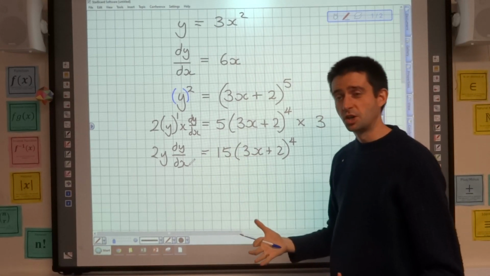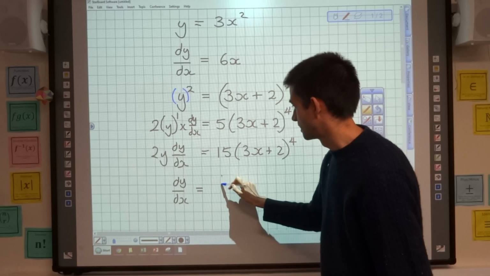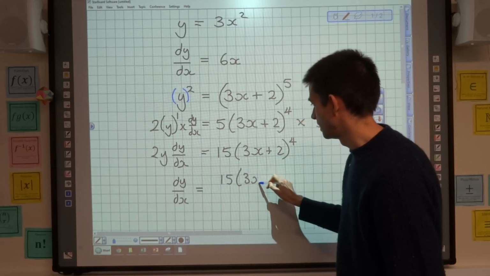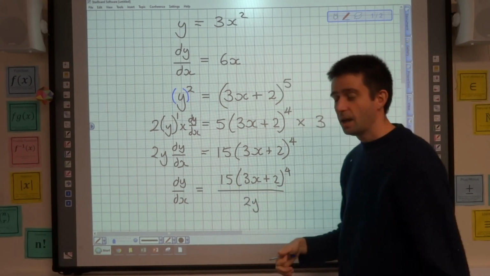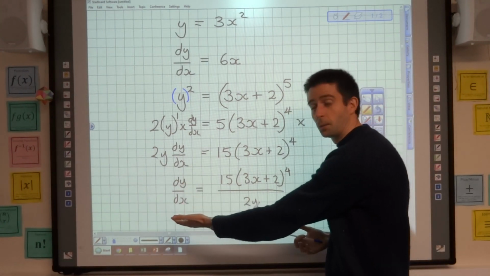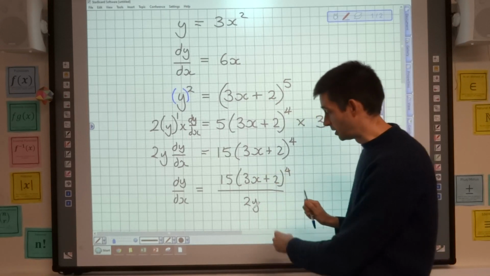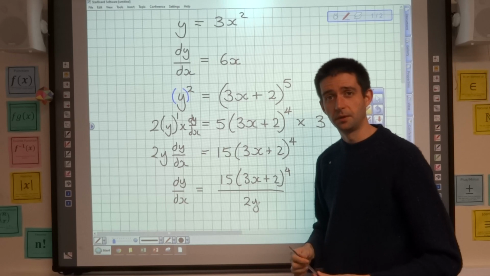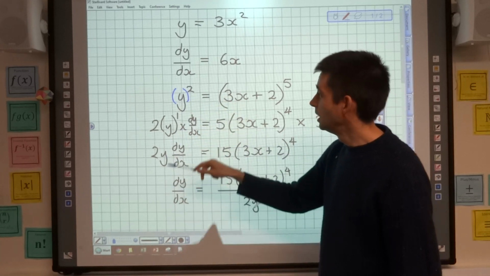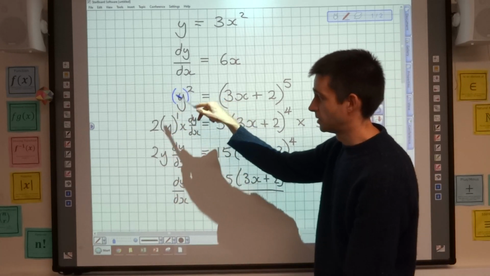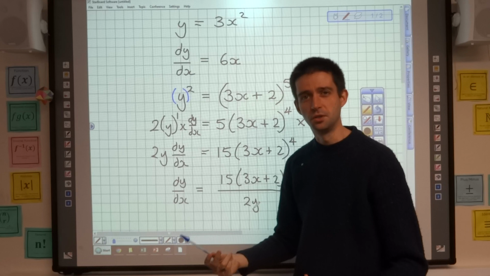And if I now wanted an expression for dy/dx, I could divide through by the 2y, and say that dy/dx equals 15(3x + 2) to the power of 4 all over 2y. What that would mean, if I was going to evaluate dy/dx to find the value of the gradient at a point on the curve, is that I would need both the x-coordinate and the y-coordinate of the point I was working with. But the key point to take from that is that if you are differentiating a y term in terms of x, you differentiate how you normally would, so y squared goes to 2y, but you also have a dy/dx term with it, because you're using the chain rule.